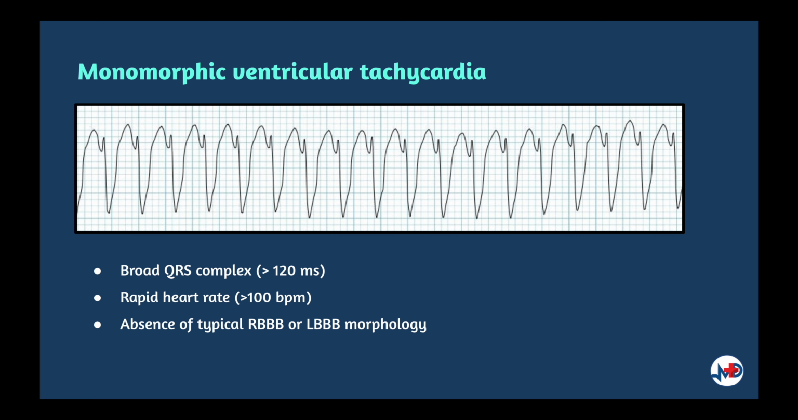There are several different varieties of ventricular tachycardia, but the most common one is monomorphic ventricular tachycardia. The heart rate is typically more than 100 beats per minute, and you also happen to notice there is absence of typical right bundle branch block or left bundle branch block morphology.